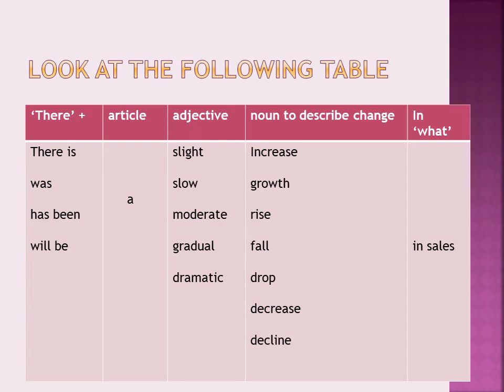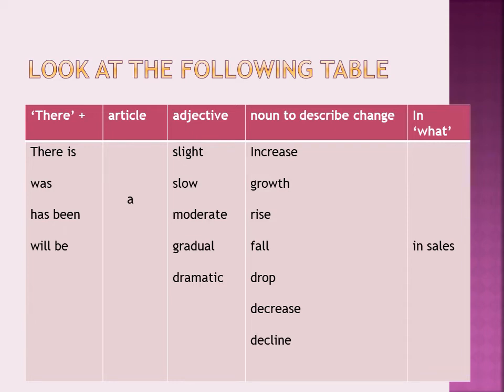Look at the following table. You can take a screenshot of this table to create a different type of sentence construction we are going to learn here. Like you can say, there is a slight increase in sales, there is a slow growth in sales, there is a moderate rise in sales, there has been a gradual rise in sales, there will be. So when it is a prediction, you can use the future tense, will be.